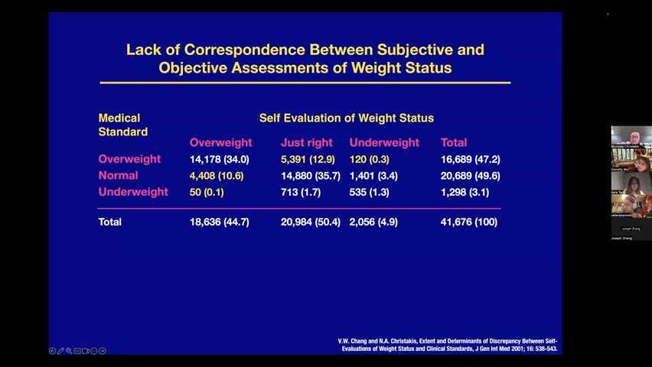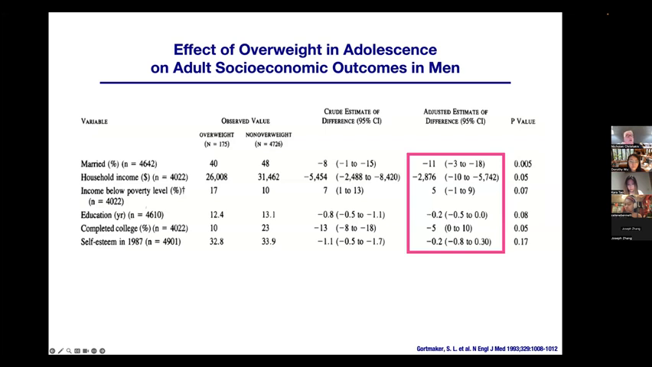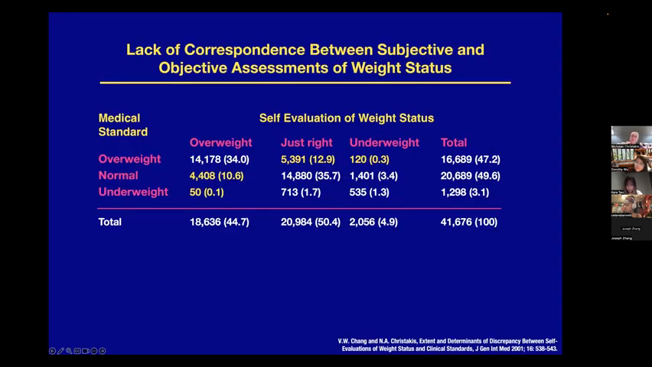And I think the self-esteem finding is interesting because overweight men tend to tolerate their weight. So remember that this data were for men, and overweight men were less likely to be married, earned less money, completed less education, yes, but didn't have less self-esteem, statistically speaking. The p-value was 0.17, as you can see down at the bottom there, so it wasn't significant. Because overweight men, at least in that data set, tended to tolerate their weight. And in fact, there's a notable lack of correspondence between self-assessed and objective weight status in men and women alike.